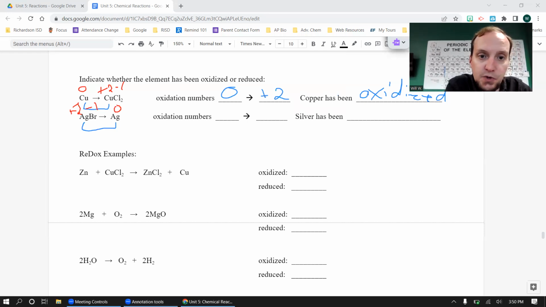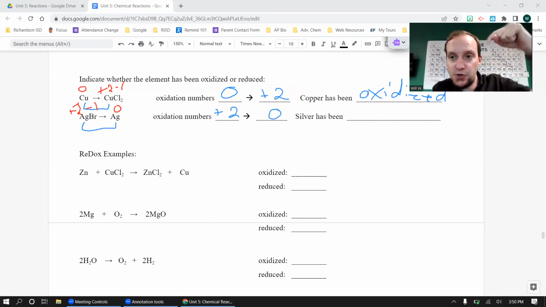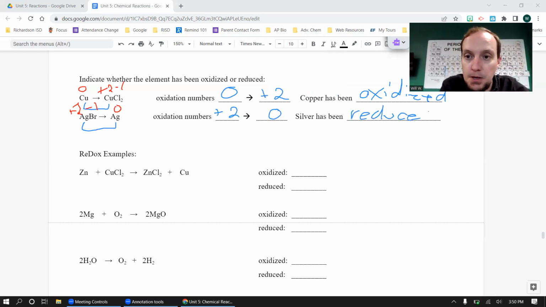So silver is going from a +1 down to a 0. +1 to a 0 is going down. That means silver is being reduced. Now, again, what that literally means, oxidized, if copper is being oxidized, it is losing electrons. And then if silver is being reduced in this example, it is gaining electrons, okay?